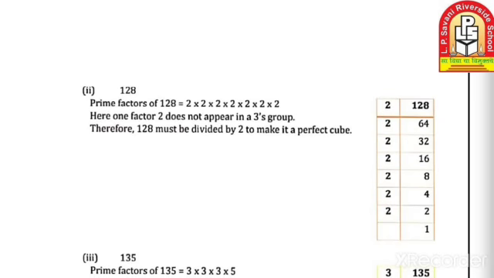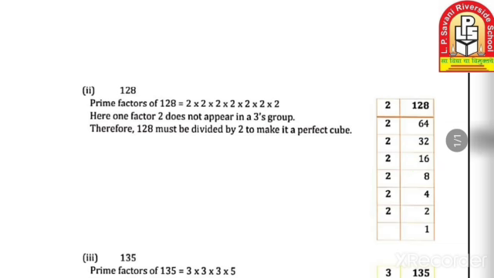Let's see another example, that is 128. The prime factors of 128: 128 is divisible by 2. So let's divide 128 by 2, that is 64. Then 64 divided by 2 is 32. Then 32 divided by 2 is 16.